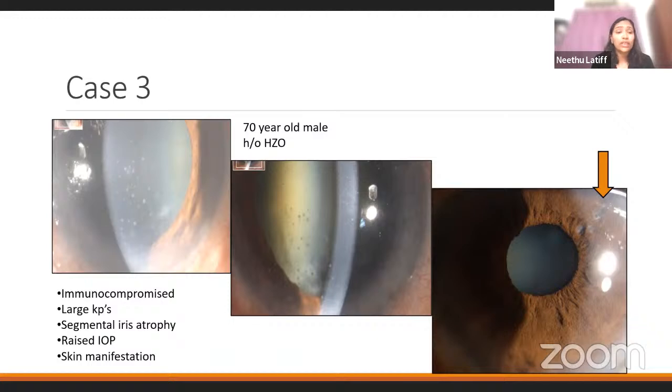VZV usually occurs in immunocompromised patients, and it can also occur in immunocompetent patients. A patient usually presents with large KPs, segmental iris atrophy, raised IOP, and skin manifestations, which were all present in our patient.